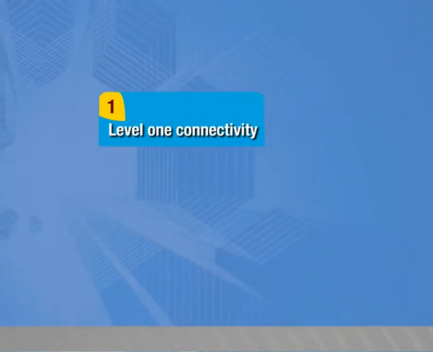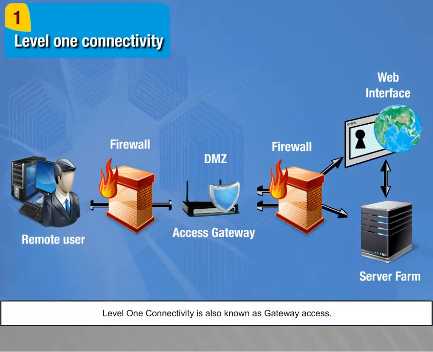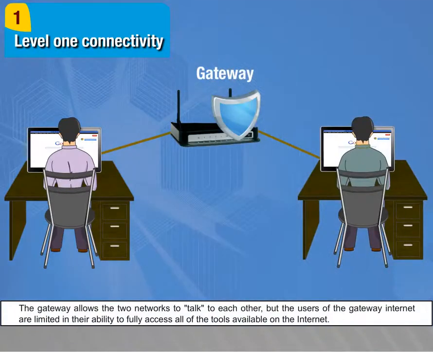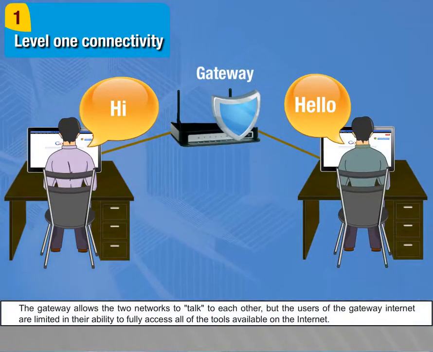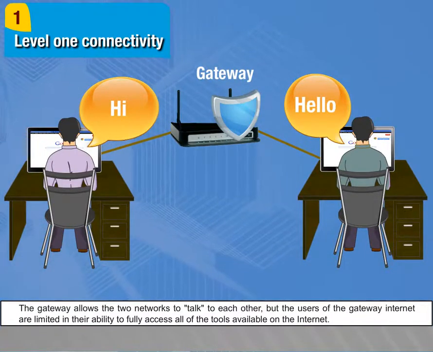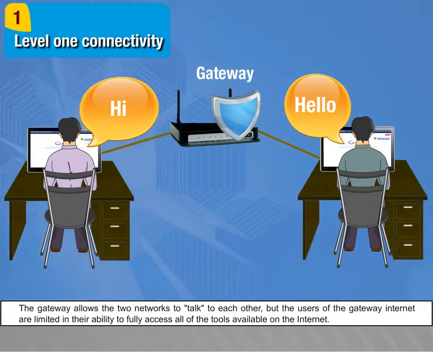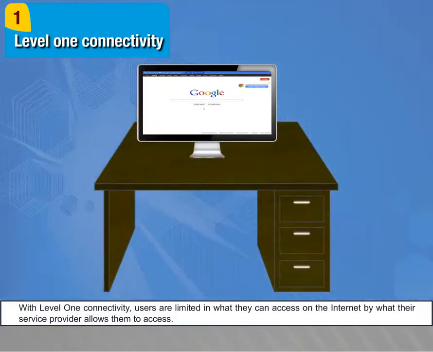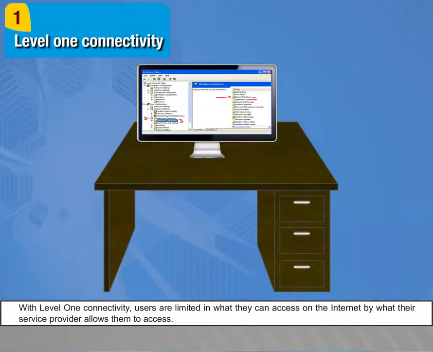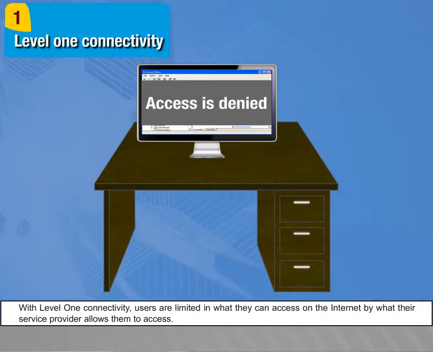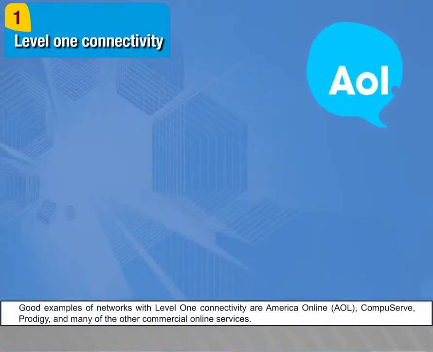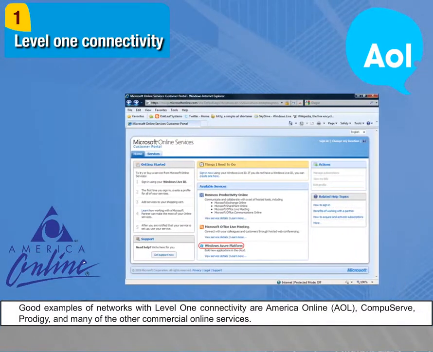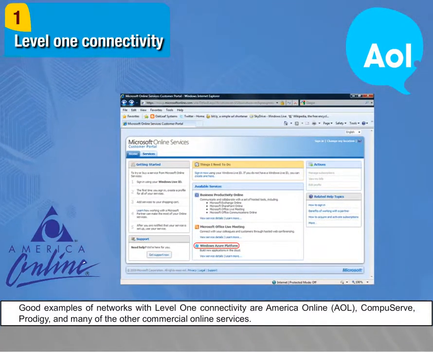Level 1 connectivity. Level 1 connectivity is also known as gateway access. The gateway allows the two networks to talk to each other, but the users of the gateway internet are limited in their ability to fully access all of the tools available on the internet. With Level 1 connectivity, users are limited in what they can access on the internet by what their service provider allows them to access. Good examples of networks with Level 1 connectivity are America Online, AOL, CompuServe, Prodigy, and many of the other commercial online services.